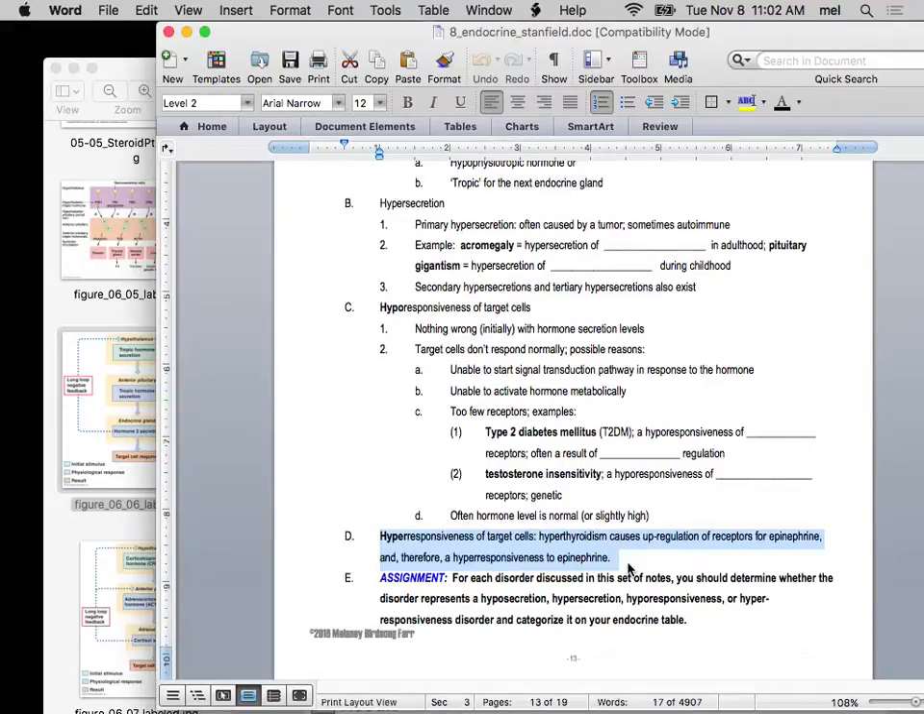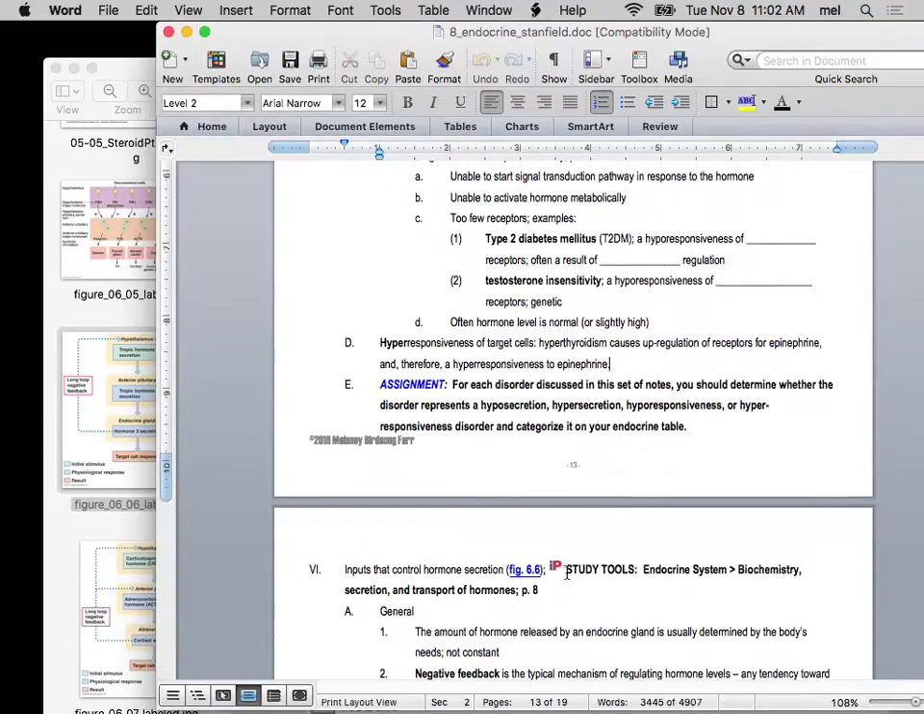But I don't ever ask about that one because the story isn't super logical, right? But I couldn't do hypo and hypersecretion and hypo-responsiveness and not hyper-responsiveness. It just felt wrong. So, okay, for each disorder, you need to be able to categorize it. Now, can you categorize it as primary, secondary, or tertiary if I don't give you some fake data? No, I have to tell you that, right?